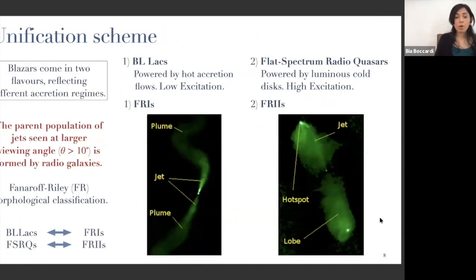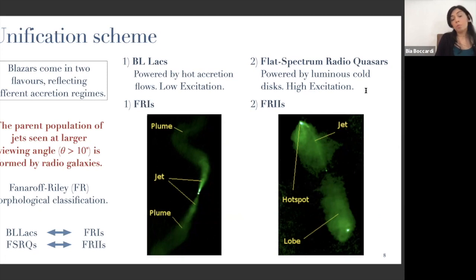So these blazars come in two different flavors mainly. We have a low power population, which is formed by BL Lacs, which we believe are these low luminosity objects, which I was mentioning at the beginning, which are powered by hot accretion flows, and we also call them low excitation objects because they don't produce strong broad emission lines. And we have the high power population of the flat spectrum radio quasars, which instead we believe are powered by more classic, cold disks, and we call them high excitation objects.